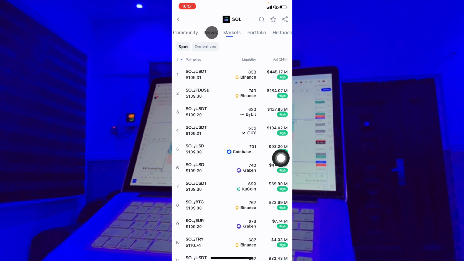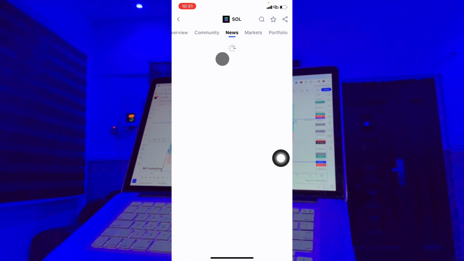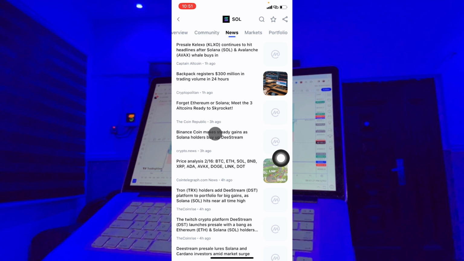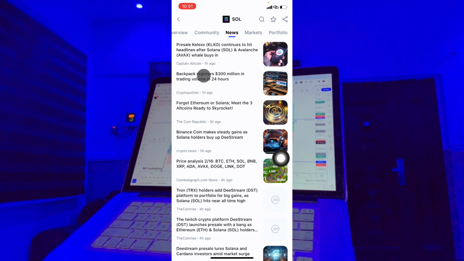Then we also have the news section. This is where I usually get my fundamentals. I also use investing.com. So if you come here and you see like, okay, people are saying negative things about this coin, that means it's just a matter of time, the coin will dump. But if people are talking positive news about the coin, it will surely rise.